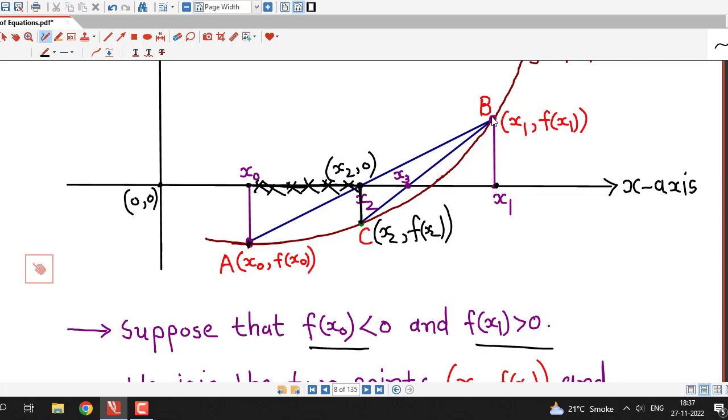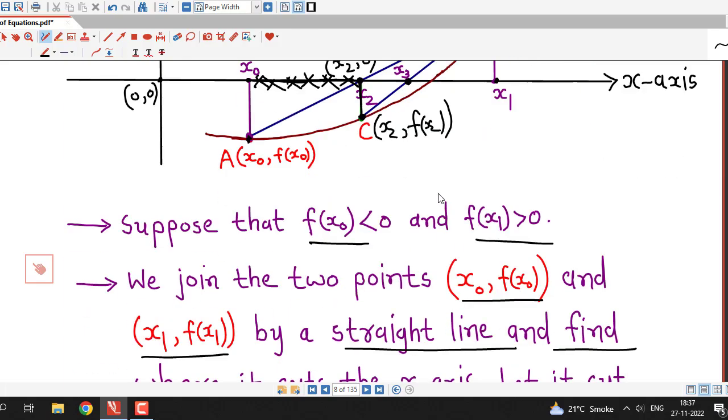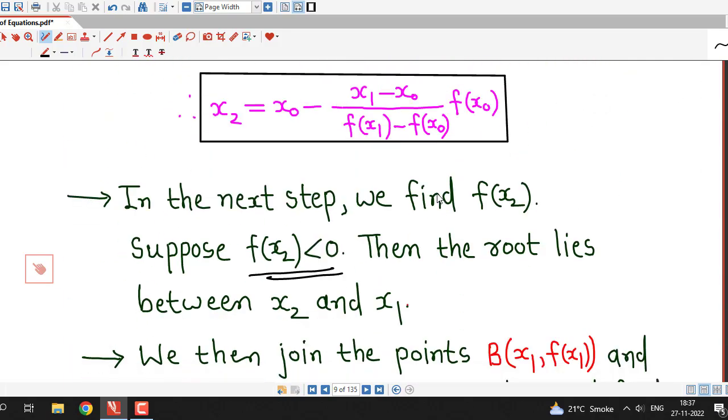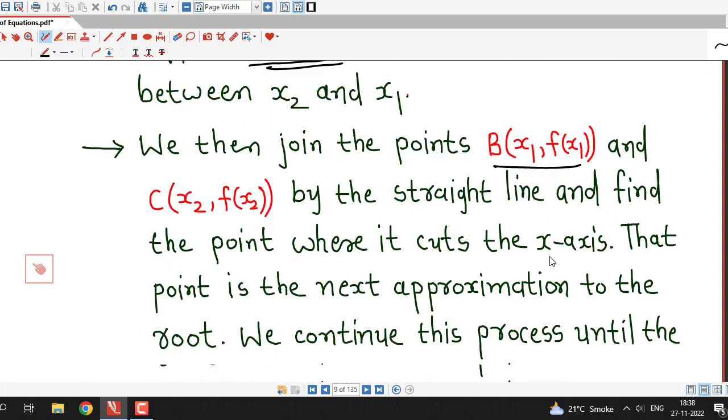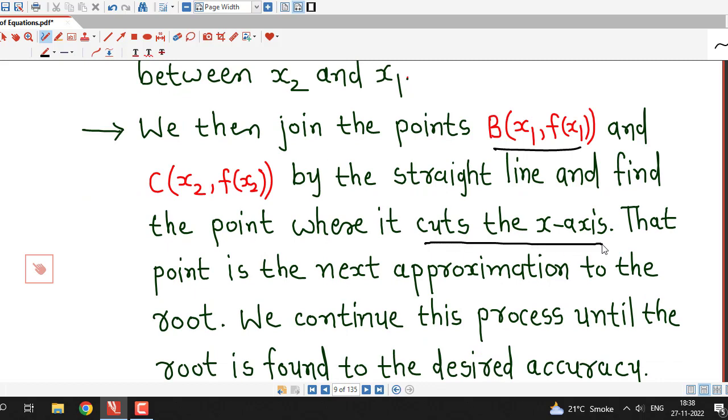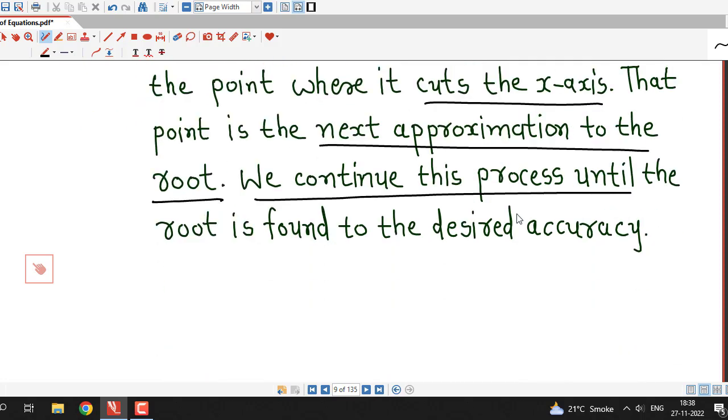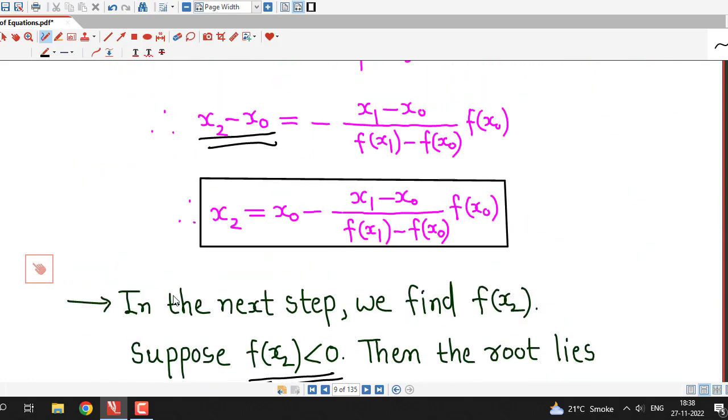So in the next step, we find the equation of the line joining the points B and C, and the point where this line cuts the x-axis is taken as the next approximation to the root. So that I have written here. We then join the points B and C by a straight line and find the point where it cuts the x-axis. That point is the next approximation to the root, and we continue this process until the root is found to the desired accuracy. So this is the idea of the regula falsi method.